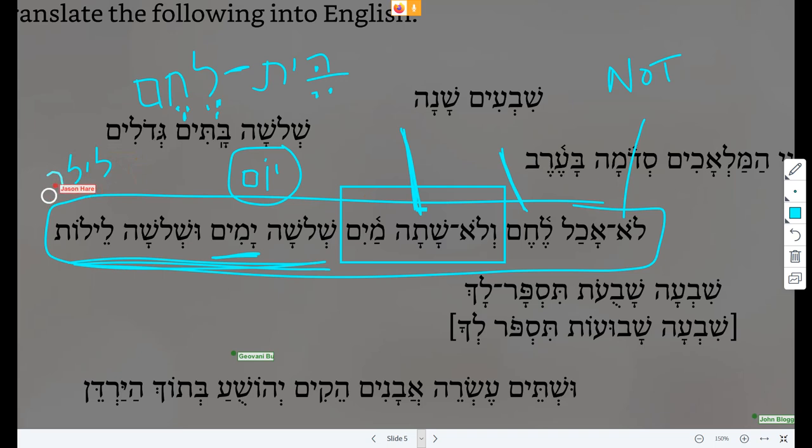Laila, we've already talked about quickly. Laila means night, and the plural is Leilot. Shlosha yamim u'shlosha leilot: three days and three nights. Lo achal lechem velo shata mayim shlosha yamim u'shlosha leilot. He didn't eat bread and he didn't drink water for three days and three nights.